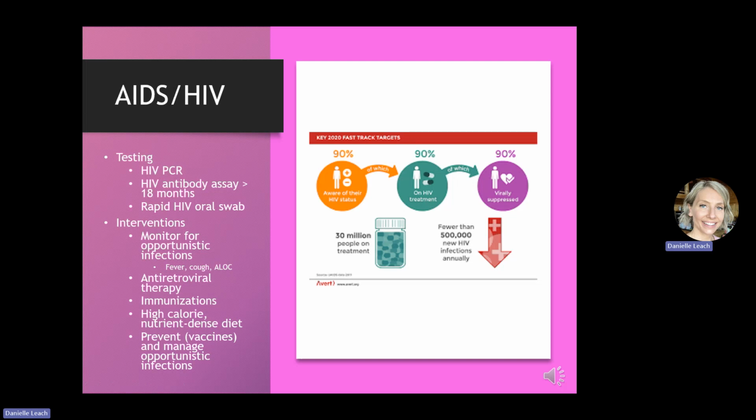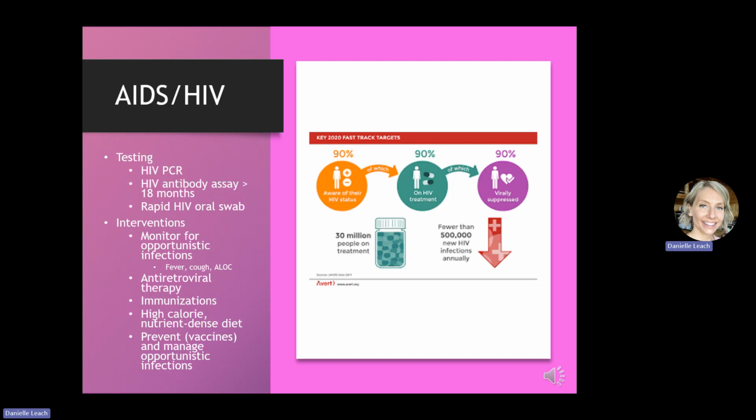Testing for HIV, we can perform an HIV PCR, which will show us if there's the presence of any antibodies to HIV. There's also an HIV antibody assay, which is similar. It's also called the Western blot, usually reserved for children over 18 months of age. And then there's, of course, the rapid HIV oral swab that can also be used.